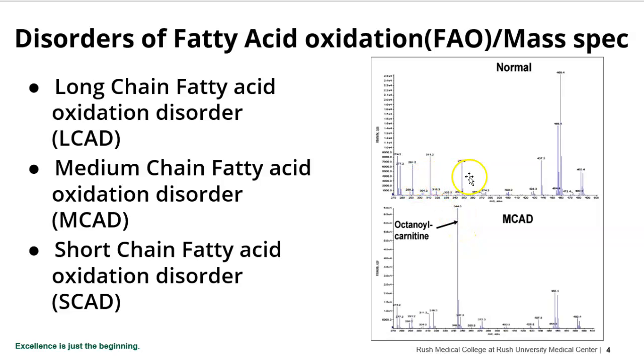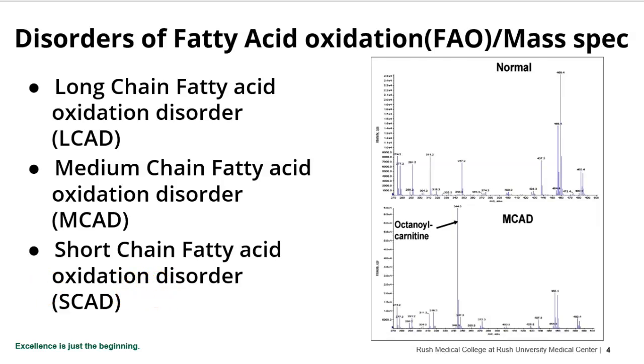So here's a normal mass spec looking at all the different species of the carbons, and they should look pretty even. Here's when we see a bump at the C8. That's what we see in MCAD. And then SCAD is the last step between C4 and C2 to break down the fatty acids. Some people don't even believe this is actually a disorder.